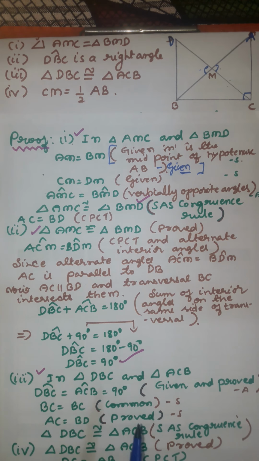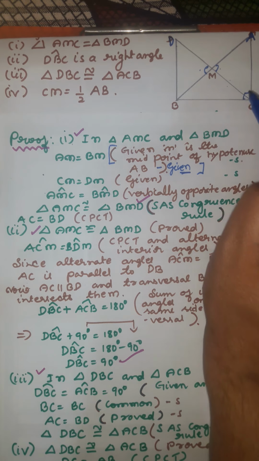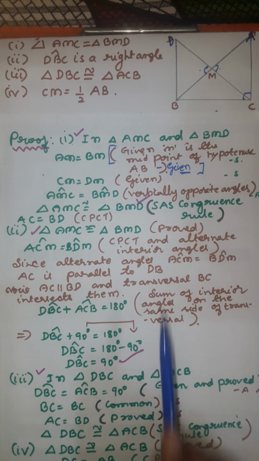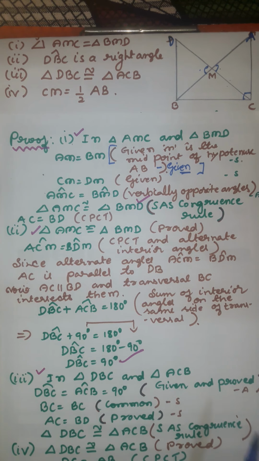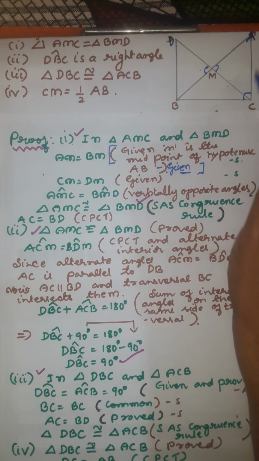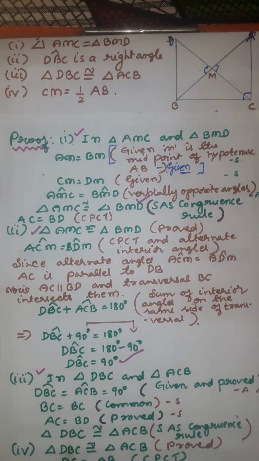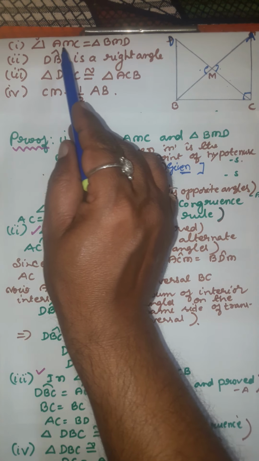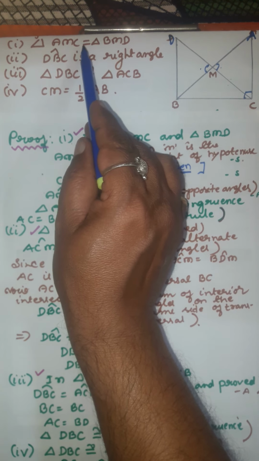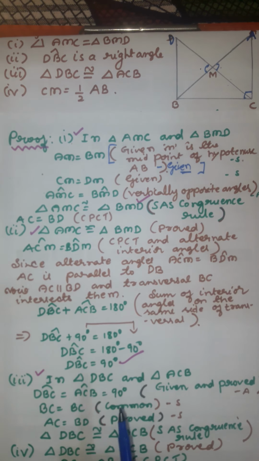When two triangles are congruent, corresponding parts are equal. Which are the corresponding parts? I am taking the required corresponding part: AC is equal to BD. I am taking only the required part. Why have I not taken other parts? It's not necessary. You will understand why I have taken it. AC is equal to BD, or BD is equal to AC. So the first part, triangle AMC congruent to triangle BMD, is proved.